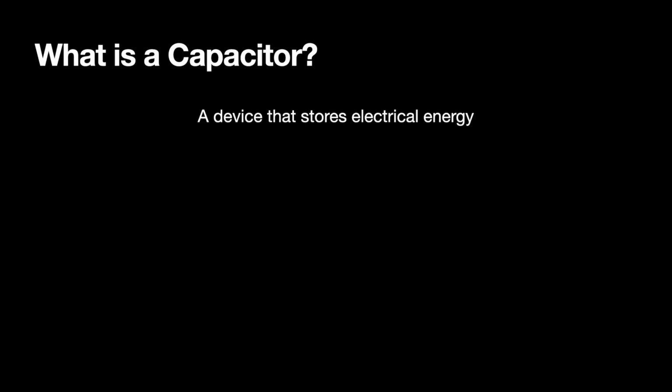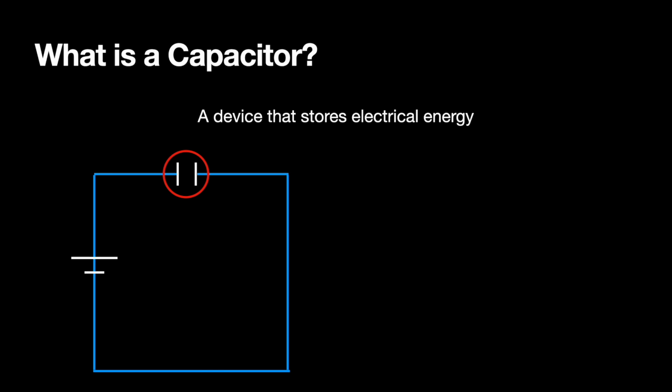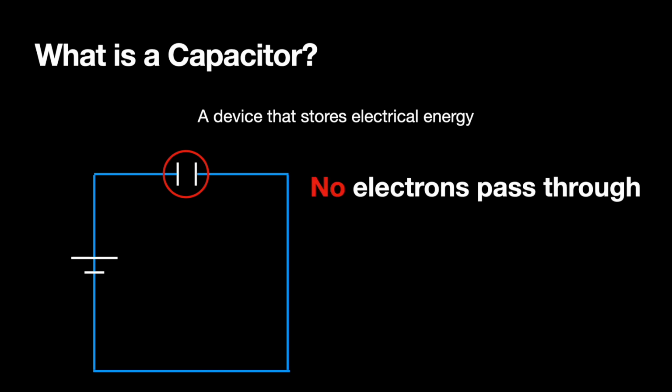A capacitor is a device that stores electrical energy, and it looks like this in a circuit diagram. A key characteristic is that no electrons or current pass through it. Instead, you have a positive and negative plate, and electrons are pulled away from the positive side and accumulate towards the negative side.